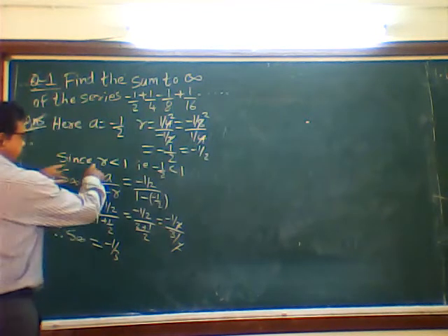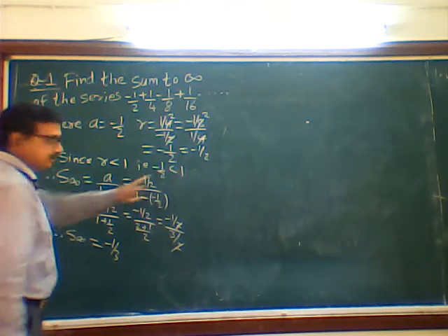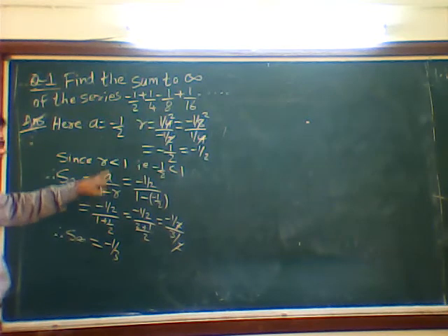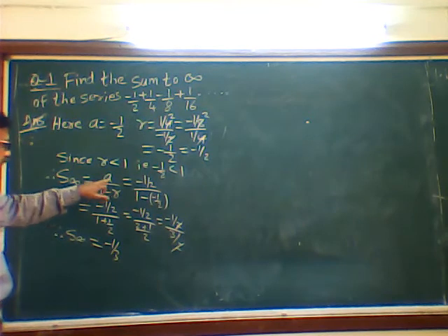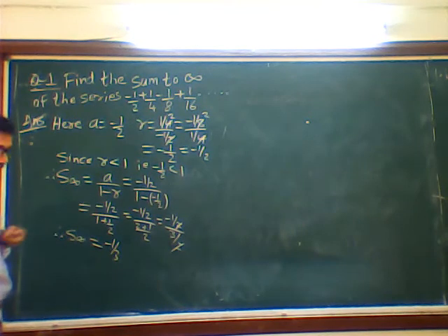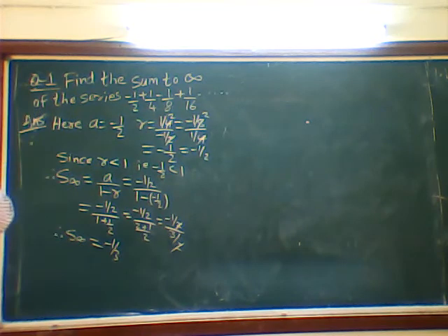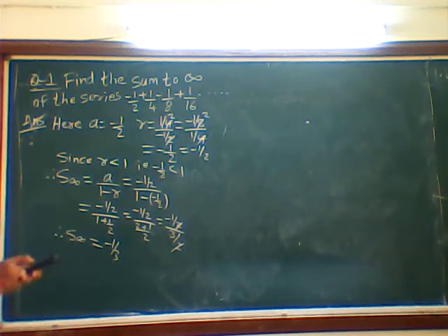So since r is less than 1, that is, minus half is less than 1, therefore S infinity is what? a upon 1 minus r. If r was greater than 1, then you would have the formula S infinity is equal to a upon r minus 1. Okay, but here r is less than 1, so that's why it is a upon 1 minus r. If it was greater, it would be a upon r minus 1. Got it? I have given the theory last class. Now we will do one more problem on this.